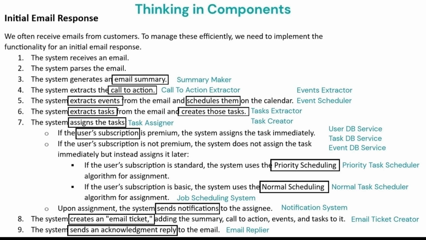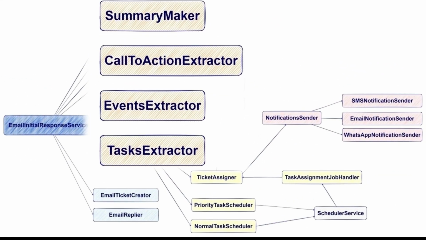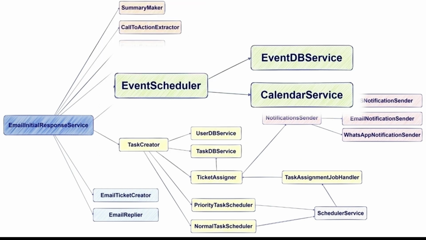It's not necessary to follow a strict one-to-one component-to-class mapping. Depending on our needs, we can combine multiple components into a single class. Similarly, we can further break down some components into multiple classes. This is how our components look. Here we have some parsers and extractors. Here we have some classes related to events functionality. Event DB service for data access. Calendar service which books events on calendar. And event scheduler service which uses these two classes to schedule an event.